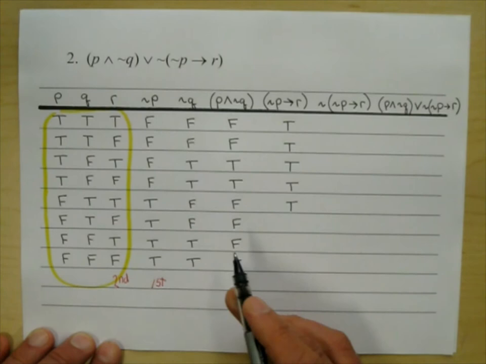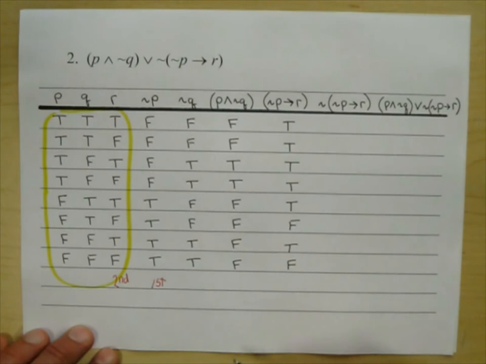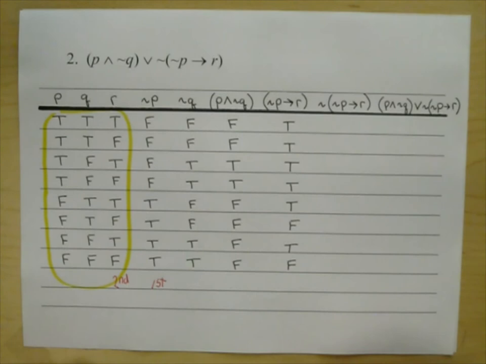If true then true is true. If true then false is false. Now remember, people use truth tables to verify two statements are equivalent. We'll do more of that in the next section, actually. Okay, so we have that column taken care of.